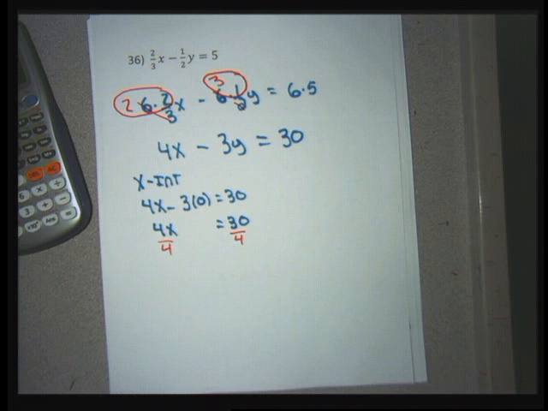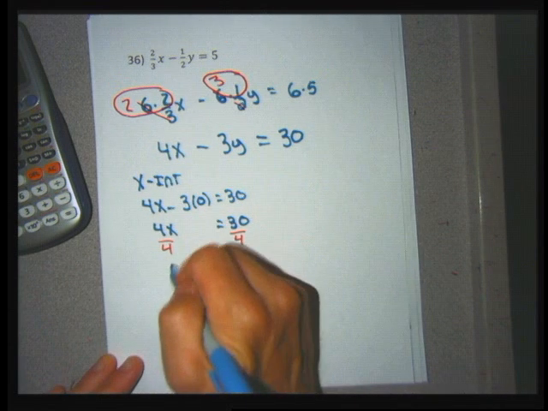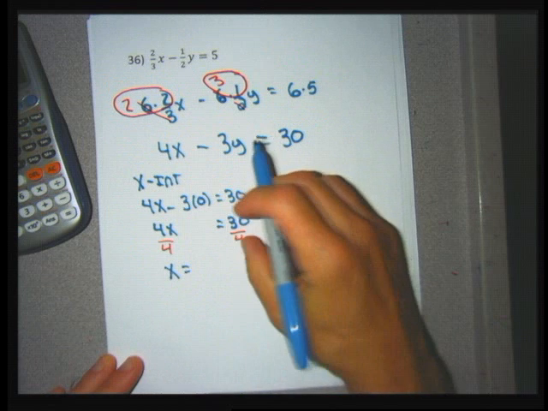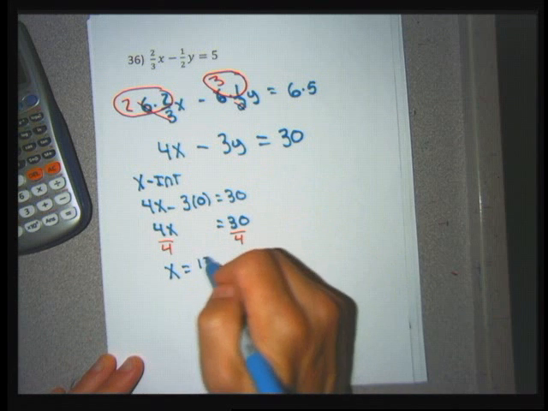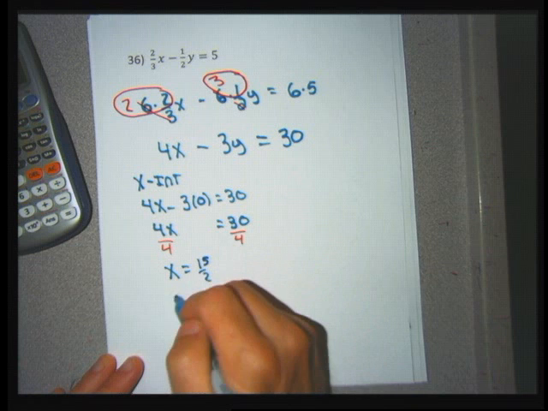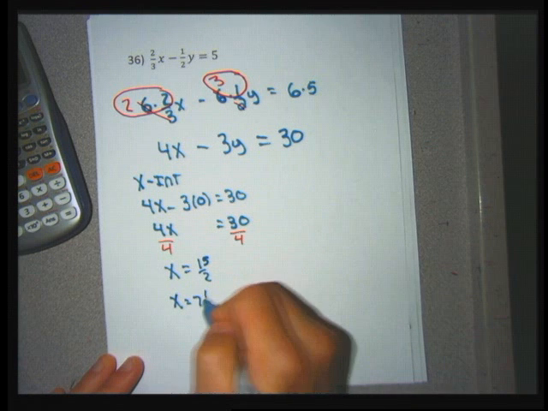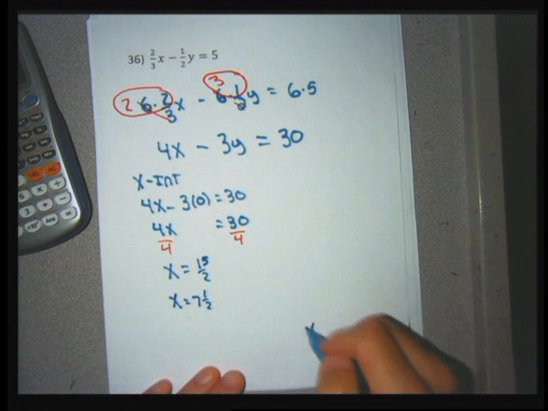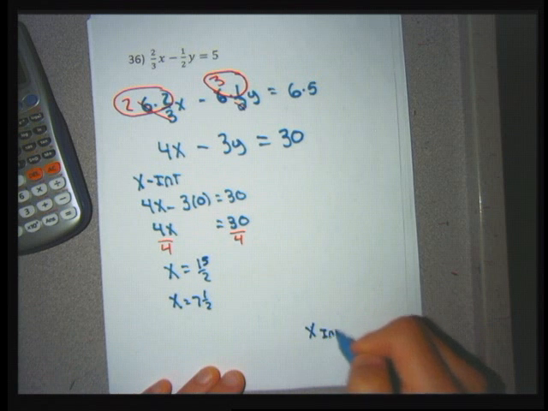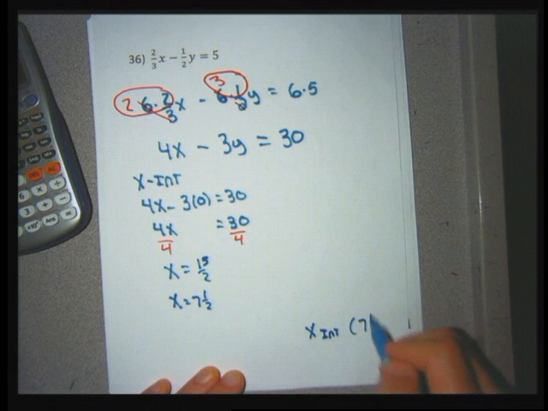For the x-intercept, I plugged in 0 for the y, and I get x as 30 over 4. 30 over 4 reduces to 15 over 2, and 15 over 2 is 7.5. So when I go to graph this, for my x-intercept, I'm going to graph 7.5 on the x-axis.